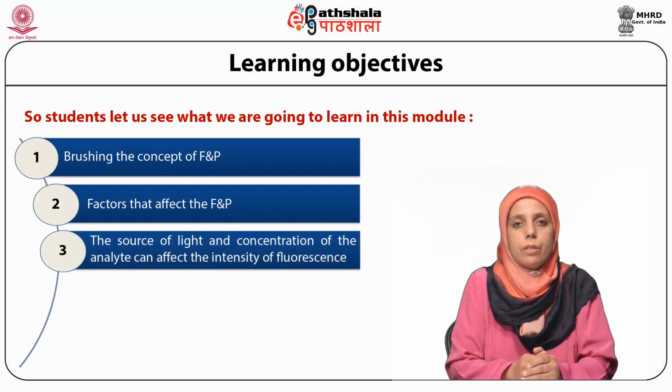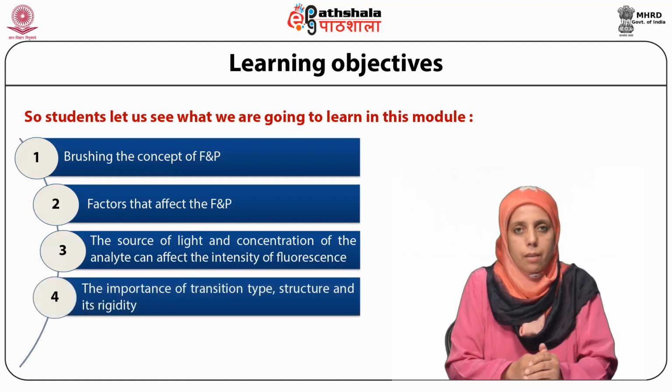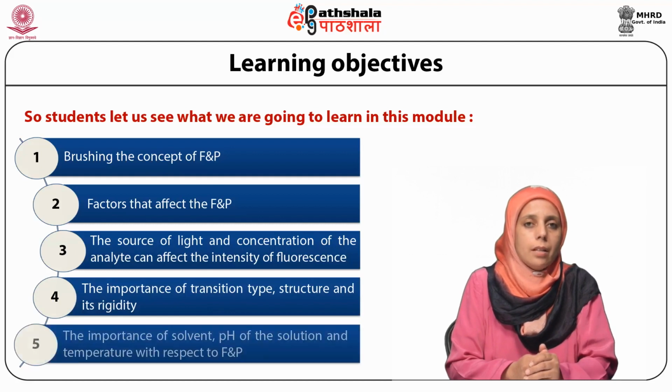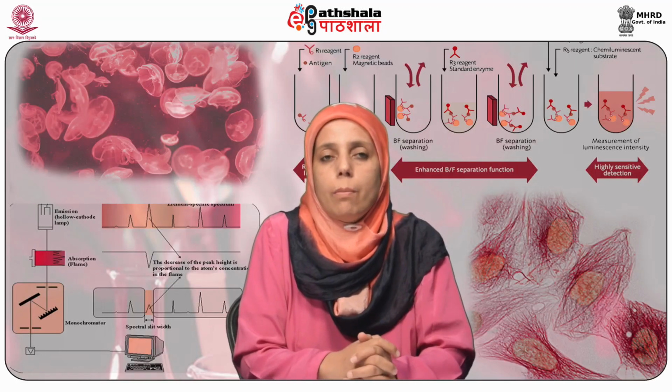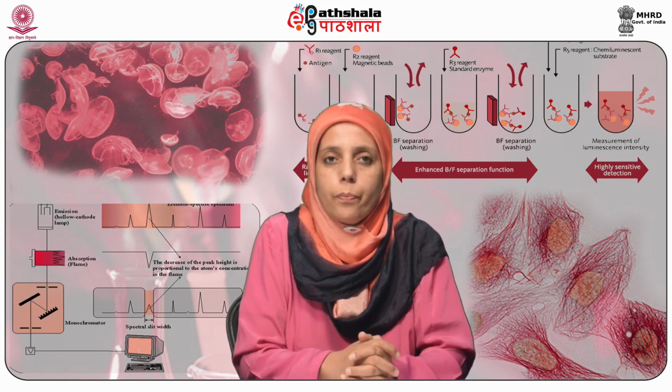of light, concentration of the inner light, which can affect the intensity of fluorescence, the importance of transition types, structure, and its rigidity. We also will discuss the importance of solvent, pH of the solution, and temperature with respect to fluorescence and phosphorescence. So we already know about fluorescence by now.